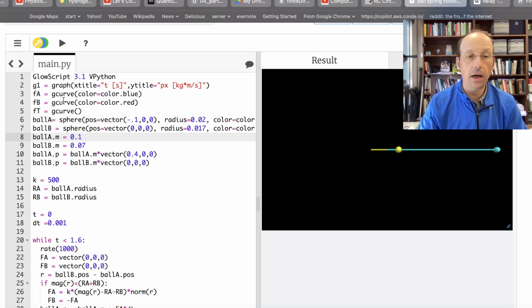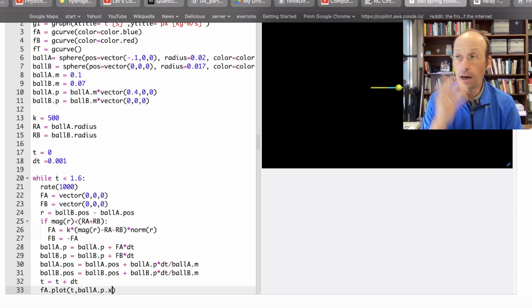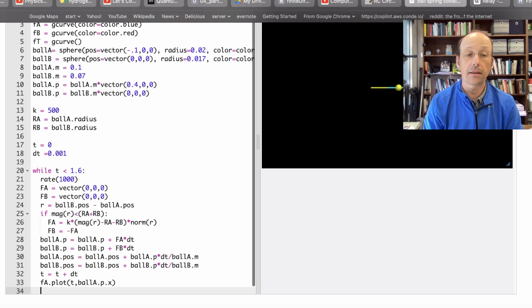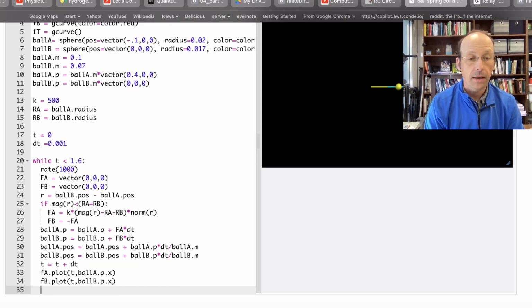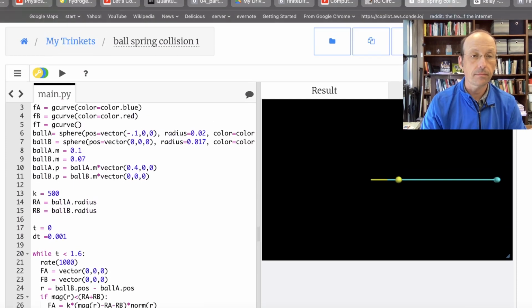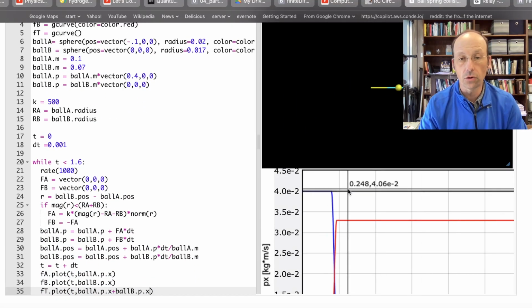Okay, so now down here, let's plot those. So I'm going to say FA dot plot t, ball A dot P dot x. I can't plot the momentum. I can only plot one of the components. FB dot plot t, ball B dot P dot x. And the total, FT dot plot t, ball A dot P dot x plus ball B dot P dot x. Did I ever save it? Okay, so there's my total.